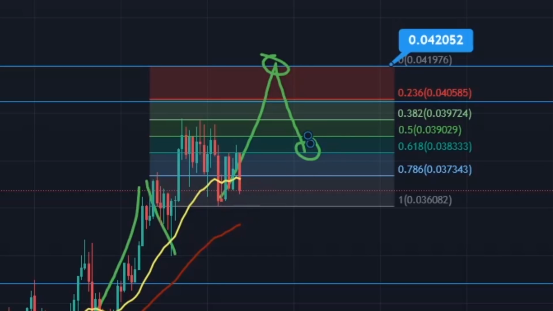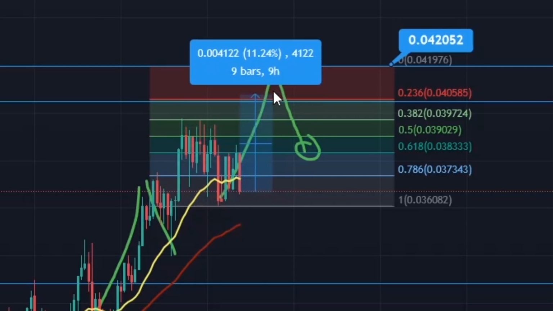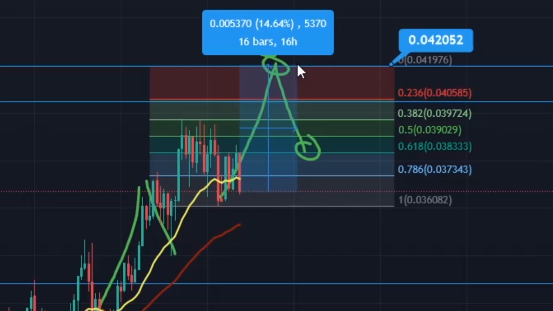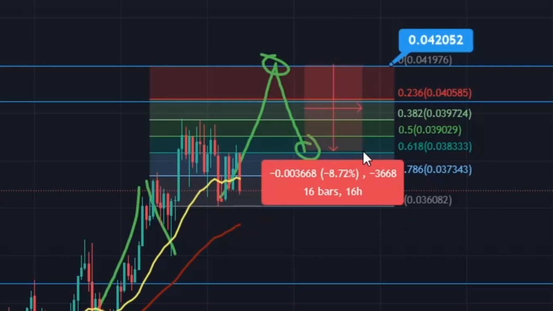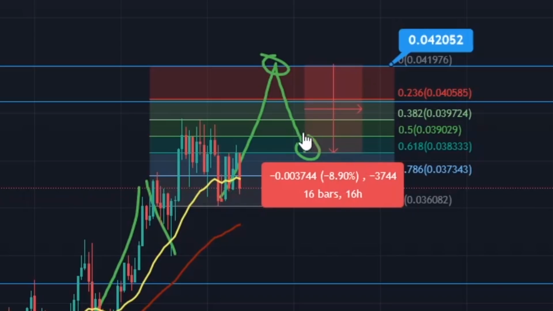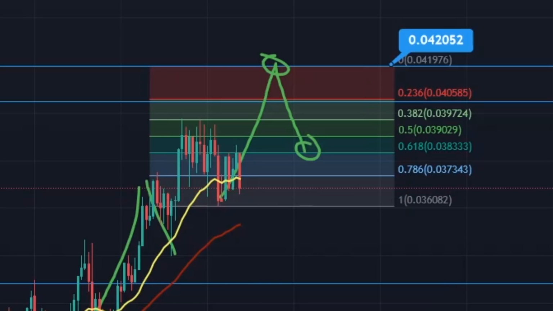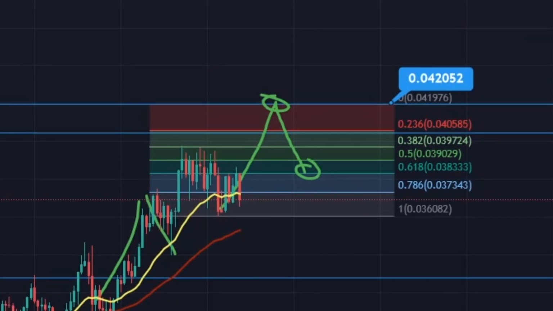So even if you were to go in now, say, okay, I'm happy to go in now, or wait for a retest, say you just thought, no, I'm just going to go in now, that's still a 14% appreciation there, guys. And then you'd be looking at almost a 9% correction on that Fibonacci level there. So that's just Reef, just some short trading in the short term.